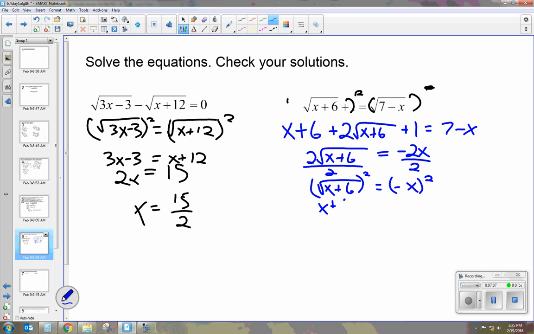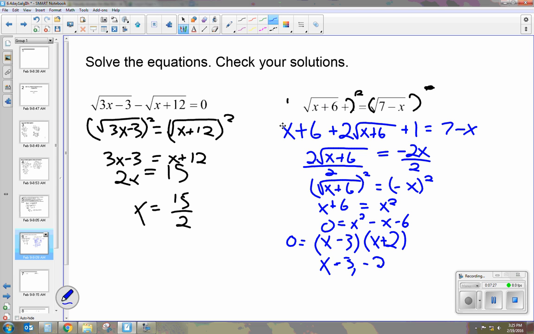x + 6 = x squared. 0 = x squared minus x minus 6. This factors into (x - 3)(x + 2). So we're left with x = 3 and x = -2. Once again, we need to check our solutions to see if they work.